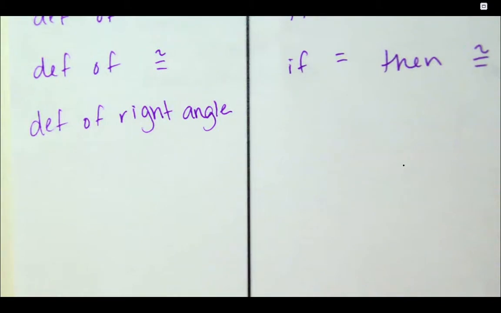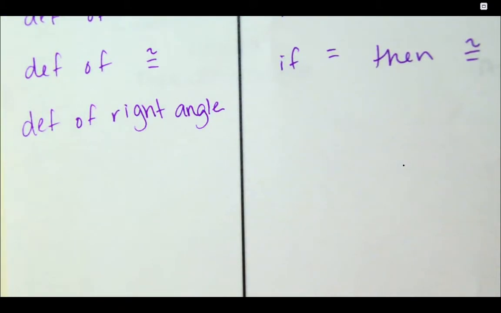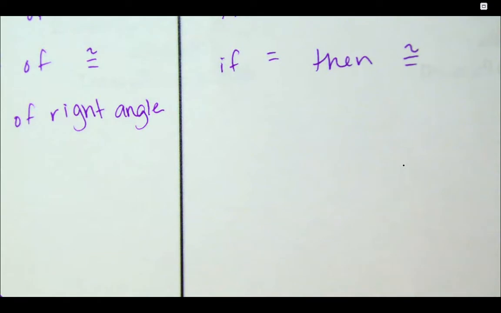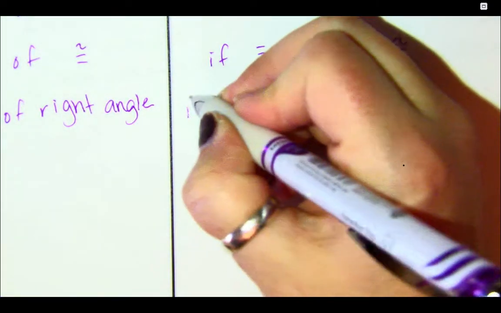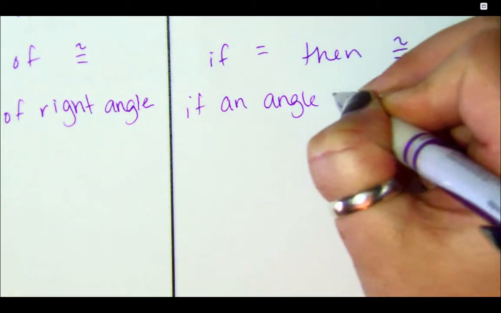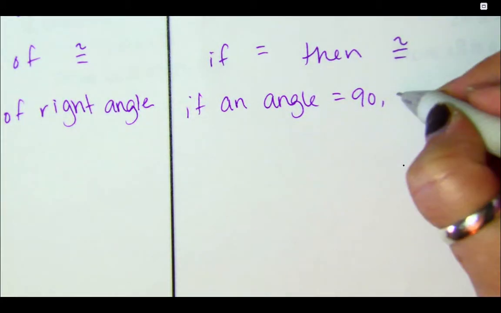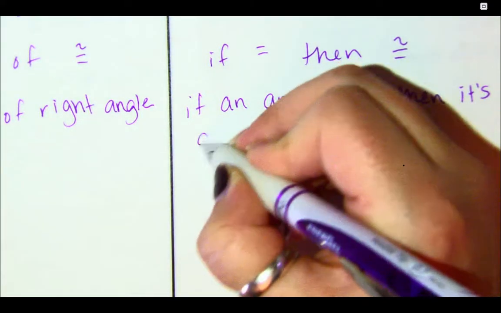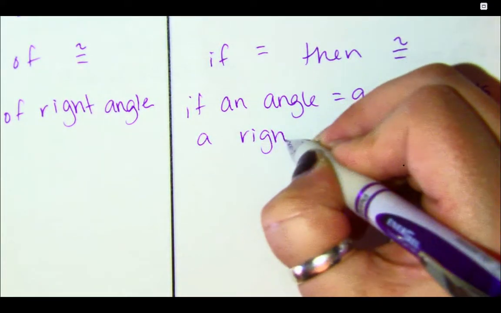So the definition of a right angle basically says that if an angle is 90, then it's a right angle, right? We just have to write that in our chart. I'm going to write that as an if-then statement. So if an angle equals 90, then it's a right angle.